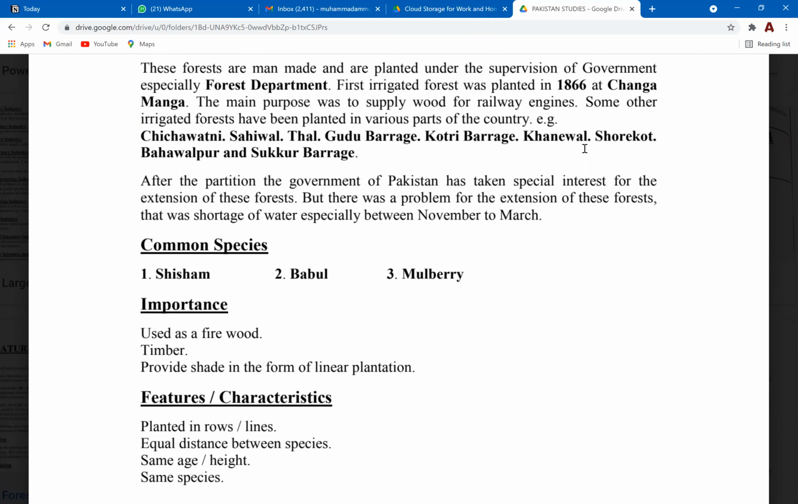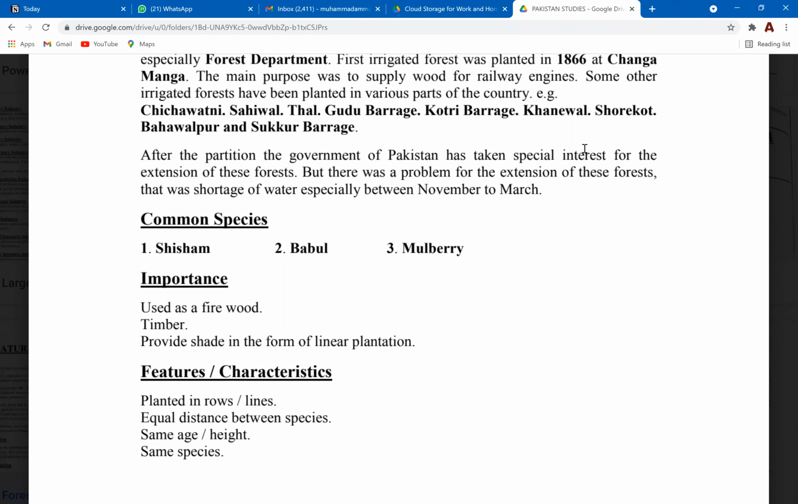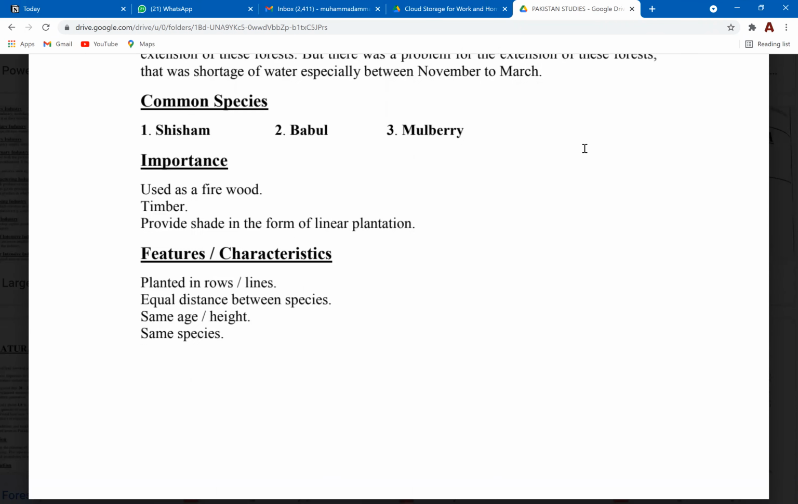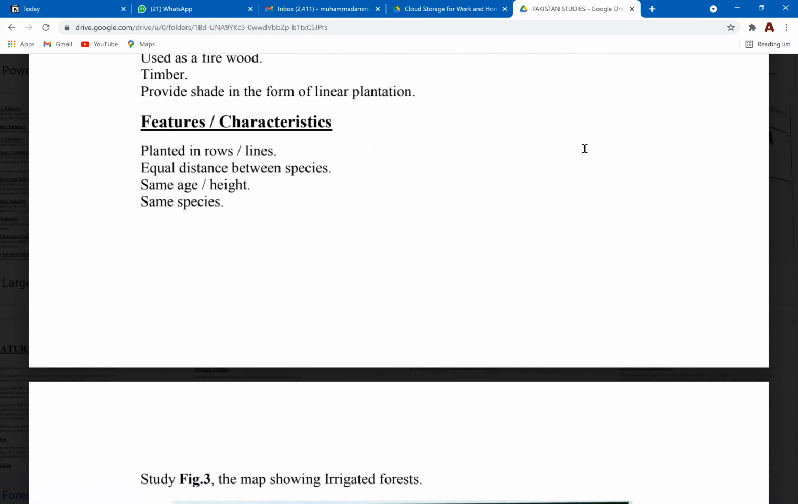But later on, after partition of 1947, the government of Pakistan also used this forest for supply of wood and for tourism purposes. Okay, so you'll see these irrigated plantations in Khanewal, Sukkur, Bahawalpur, Shorkot, in different areas. Importance: timber, firewood, linear plantations, because irrigated plantations are generally man-made, so you have an option where to plant these.